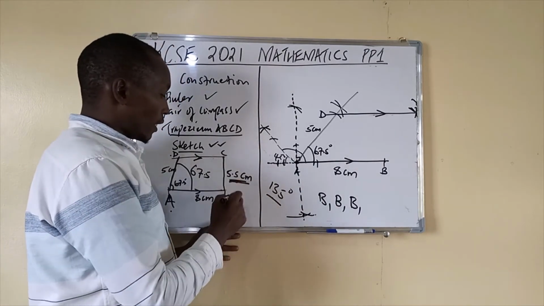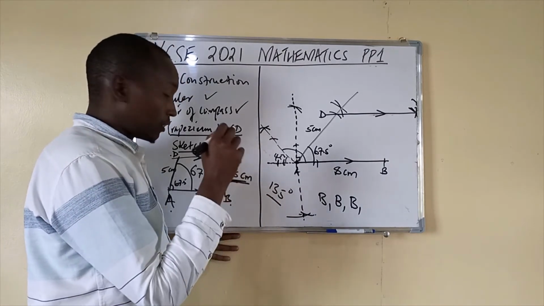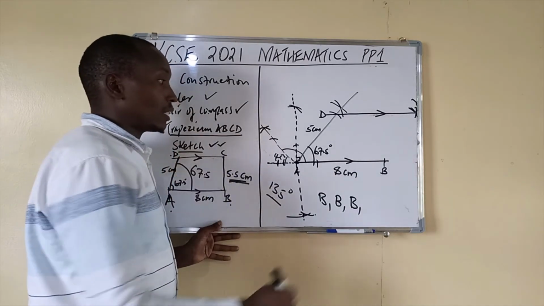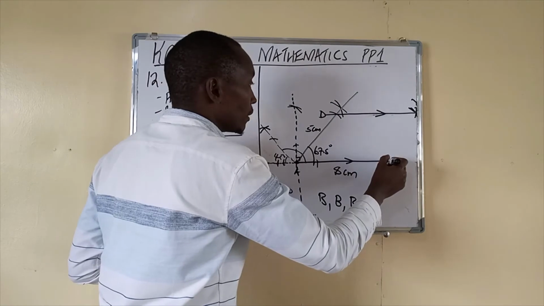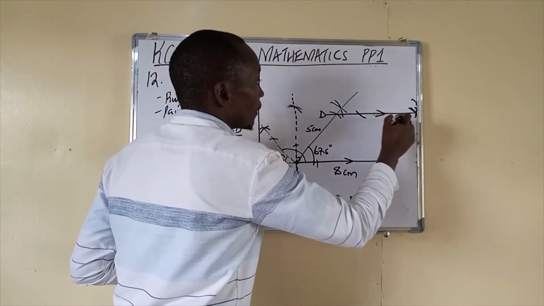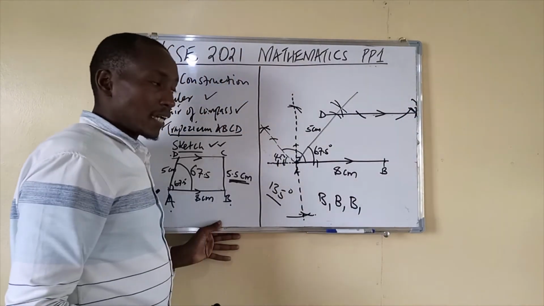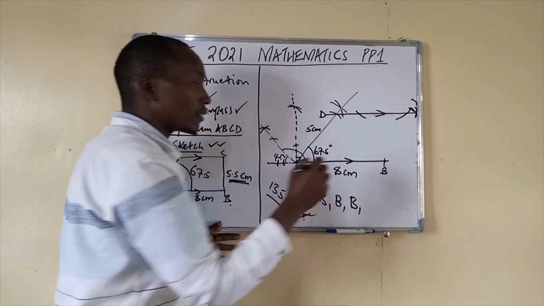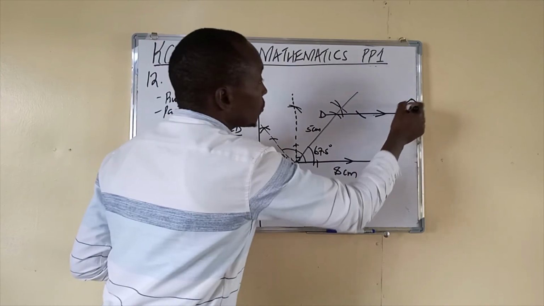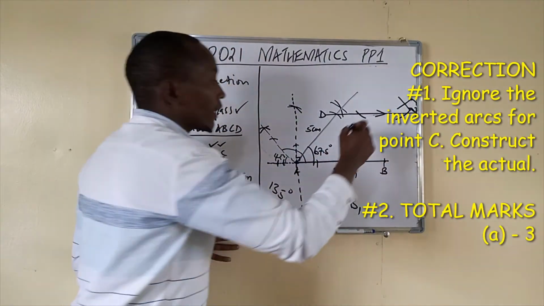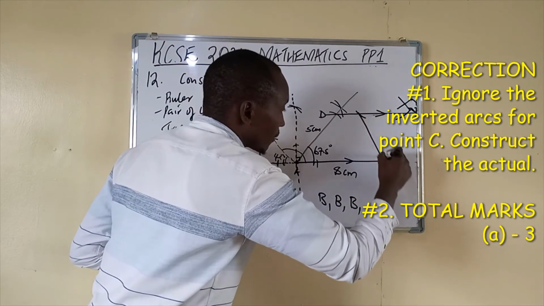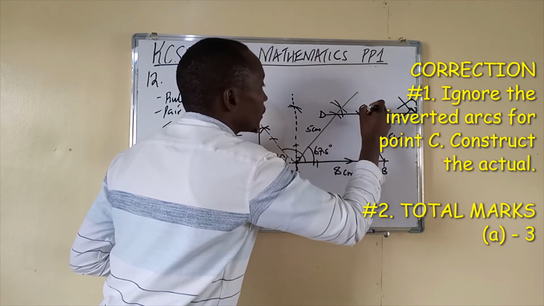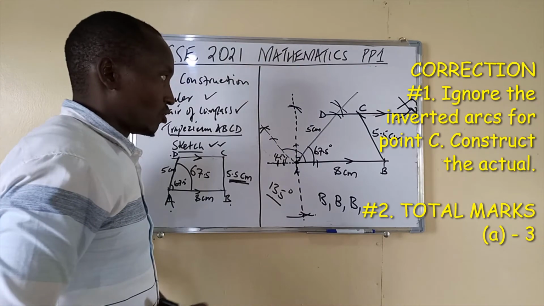And you're given that AC is 5.5 centimeters. So with your pair of compasses set at 5.5 centimeters, stand at B and make the arc. The question has guided you that the angle ABC is acute, so we are going to disregard this one, and then we join this. So this is 5.5 centimeters, and this is point C.